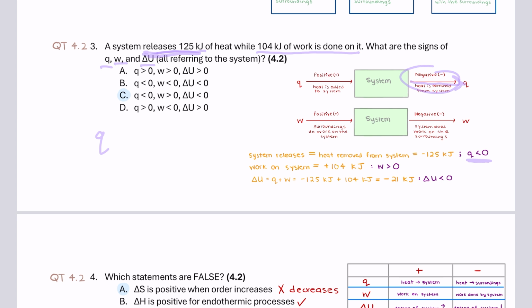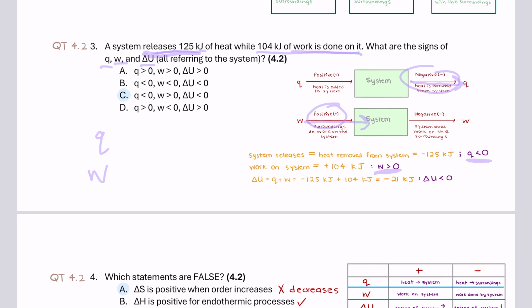Now let's look at work, labeled as lowercase w. The question says that work is done on the system. That means the surroundings are compressing or otherwise applying force to the system. When work is done on the system, energy is being transferred into the system, so this is considered positive work. That means that work is greater than 0.